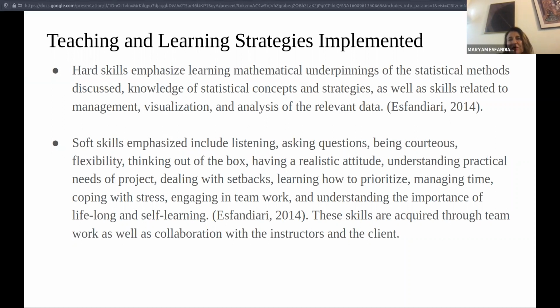Okay, hard skills. What are hard skills? Hard skills are the math you learn, the knowledge of statistics you learn, the programming, visualization, data management, et cetera. Soft skills are something that you can't really give a lecture on. This is something that happens as a result of collaboration between teams. And as a result of that, people learn to be flexible, think out of the box, be realistic, do time management, deal with setbacks, prioritize, et cetera. And this happens all through the process of working on a project or whatever you're working on.